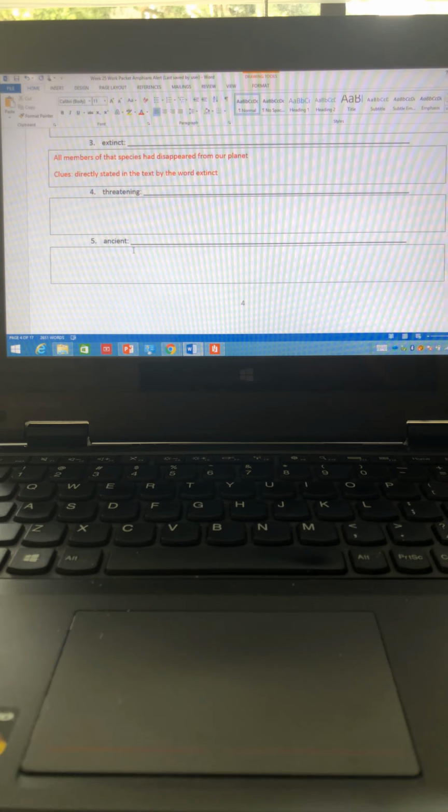If it was directly stated in the text, you can do what we did up here. Say clues directly stated in the text by the word. That'll be fine as well.